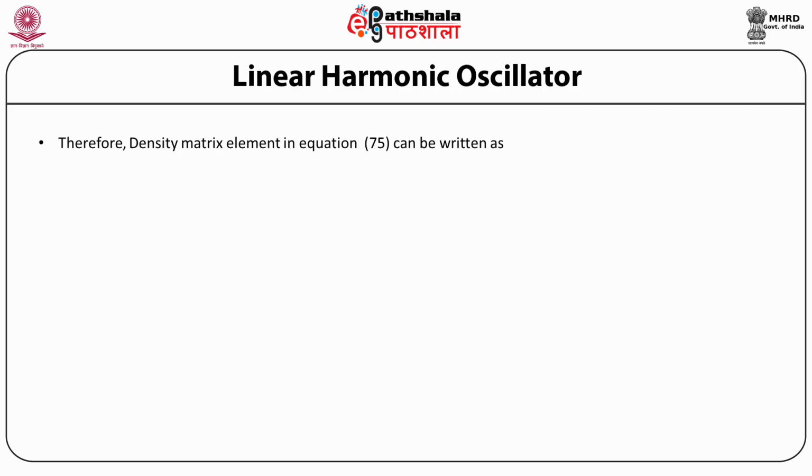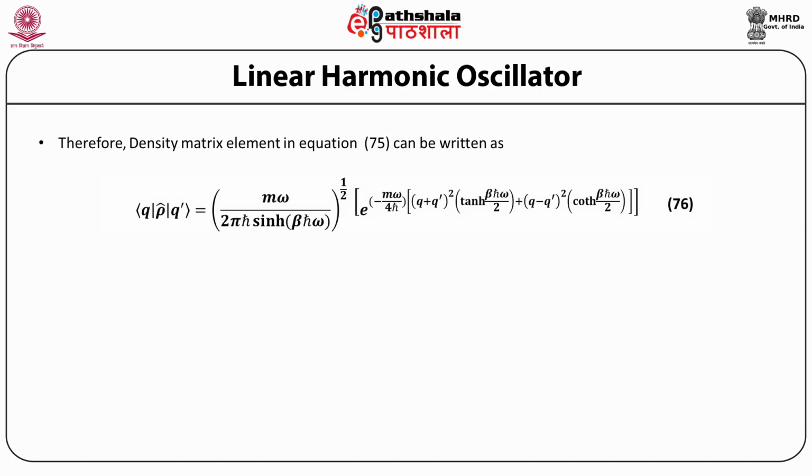Therefore, the density matrix element in equation 75 can be written as (mω / 2πħ sinh(βħω))^(1/2) multiplied by e^(−(mω/4ħ)[(q+q')² tanh(βħω/2) + (q−q')² coth(βħω/2)]).